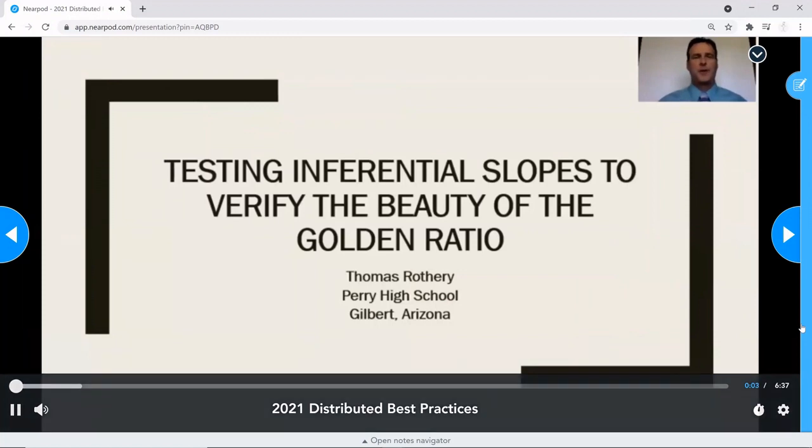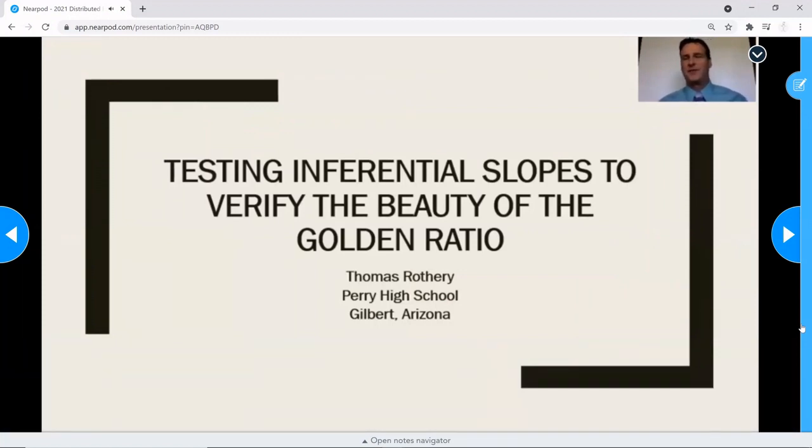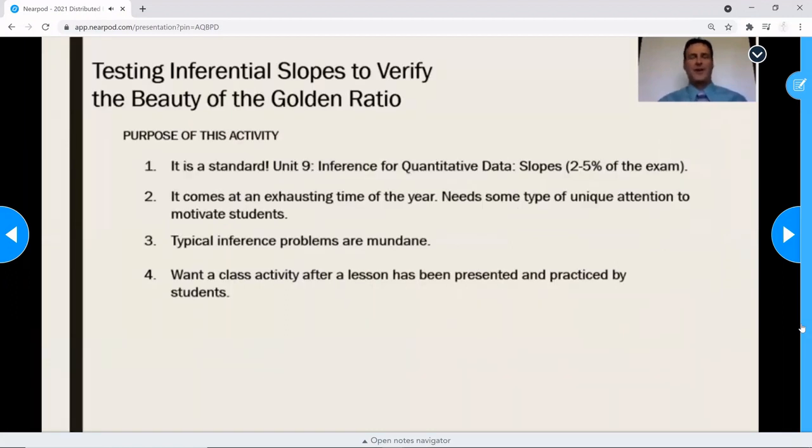Hi, my name is Tom Rothery. The title of my presentation is Testing Inferential Slopes to Verify the Beauty of the Golden Ratio. The purpose of this activity involves Unit 9, Inference of Quantitative Data with relation to slopes. In my opinion, this unit needs a little love. It comes at an exhausting time of the year. At the end of the year, students are tired, teachers are tired, and for the most part, most of the practice I see involves population slopes equal to 0. So I wanted to create something a little bit different for my students to work on.